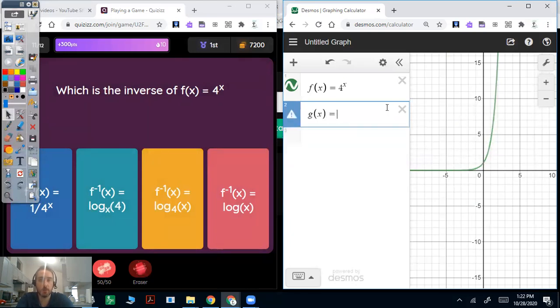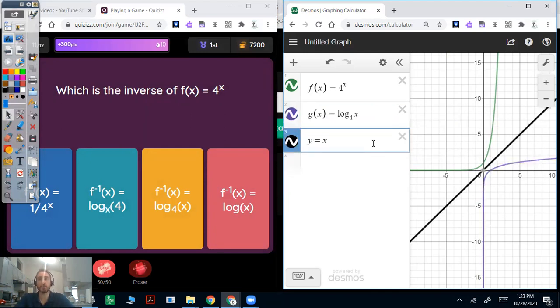So let's say g of x equals log. And then you do what's the base? Well, it's the same base. Got to have the same base. So you put the x in the log, and notice that they're mirror images over the line y equals x. They are reflections over that line. So it's as simple as that. You don't have to do any solving. You just got to recognize the same base as the log as the exponential, and that's going to be your answer.